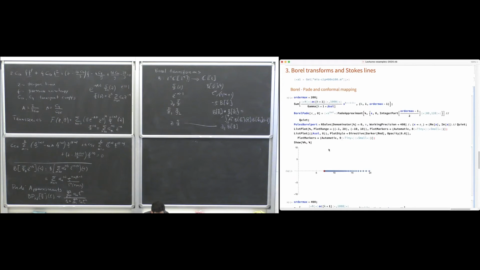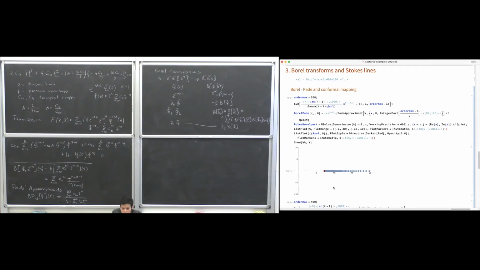So this is what happens if you do the Borel Pade of the original series. You can see that, for the values of the transport coefficients that I tried, this is my action A. So it starts at A, and it has a condensation of cuts there. It looks like it has one cut.